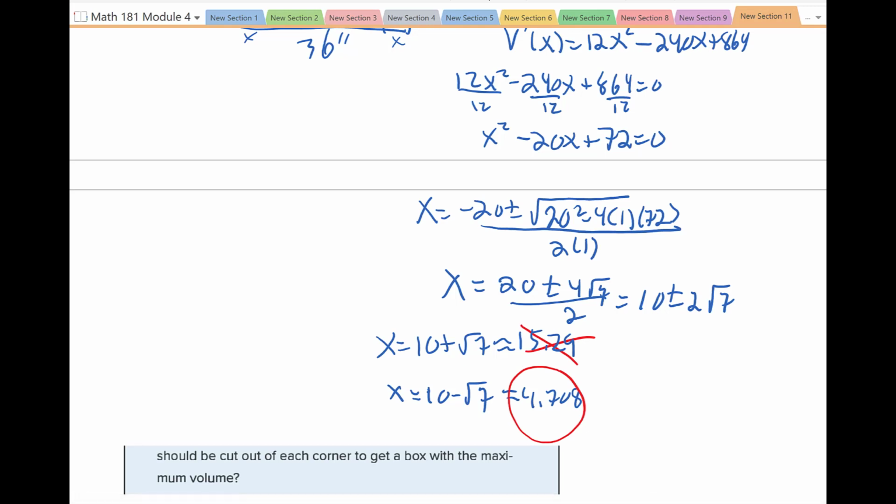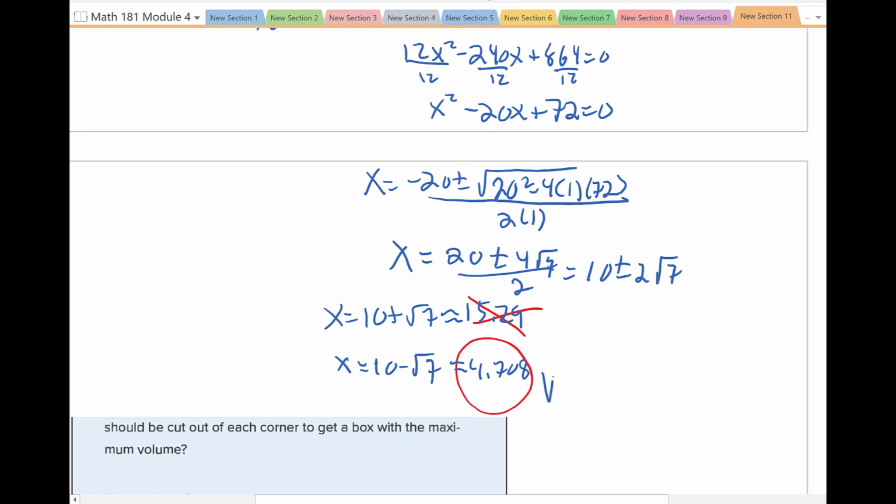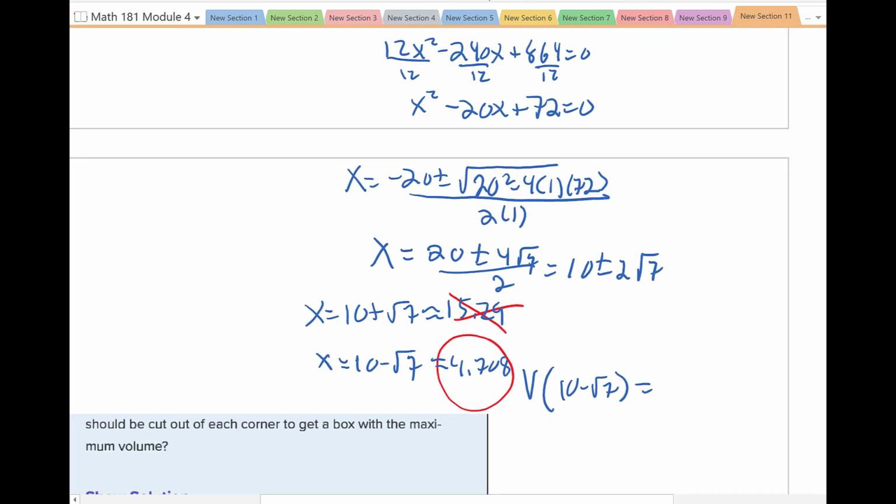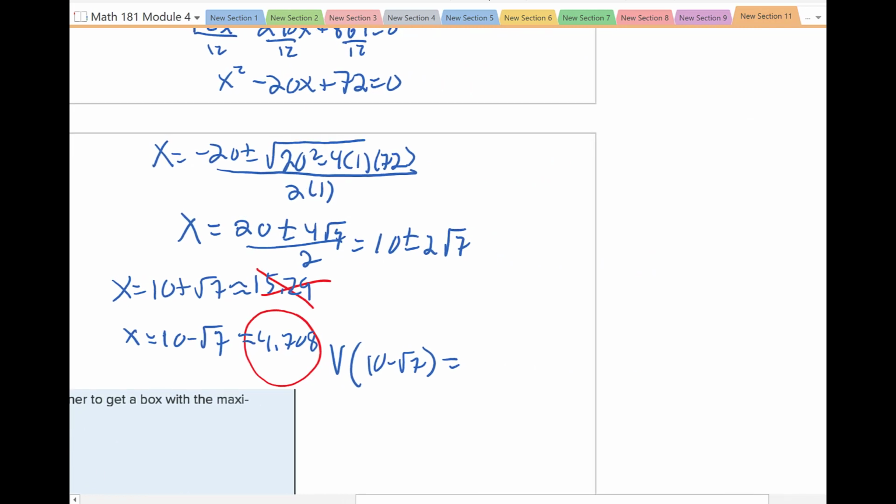So this value is possible. Our volume evaluated at 10 minus 2 root 7 is going to be 640 plus 448 times the square root of 7, which is approximately 1825 cubic inches. Okay.